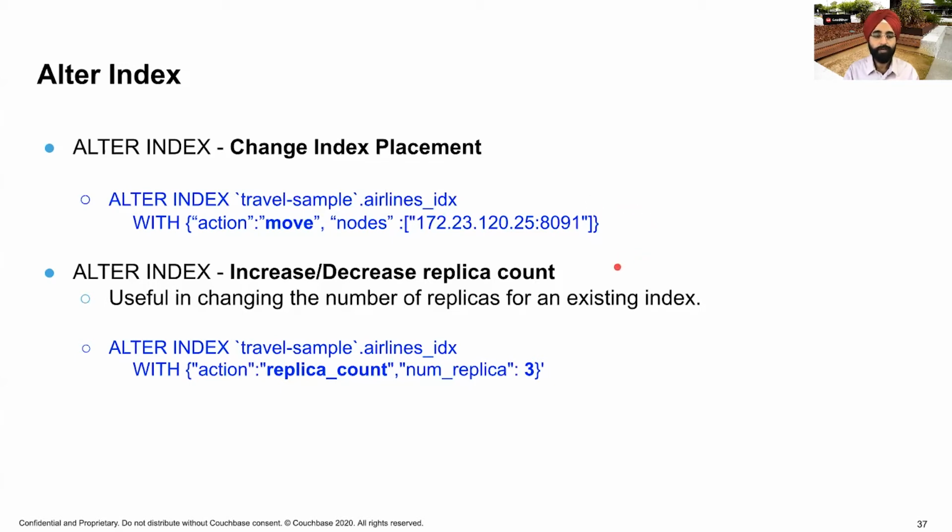Another important usage is to increase or decrease the replica count. So for example, if an index was originally created with one replica and now the requirement is to add another replica for a particular index, then this replica count can be used. And for example, if this index had one replica and replica count is specified as 3, the system will automatically increase the number of replicas for this index to 3.